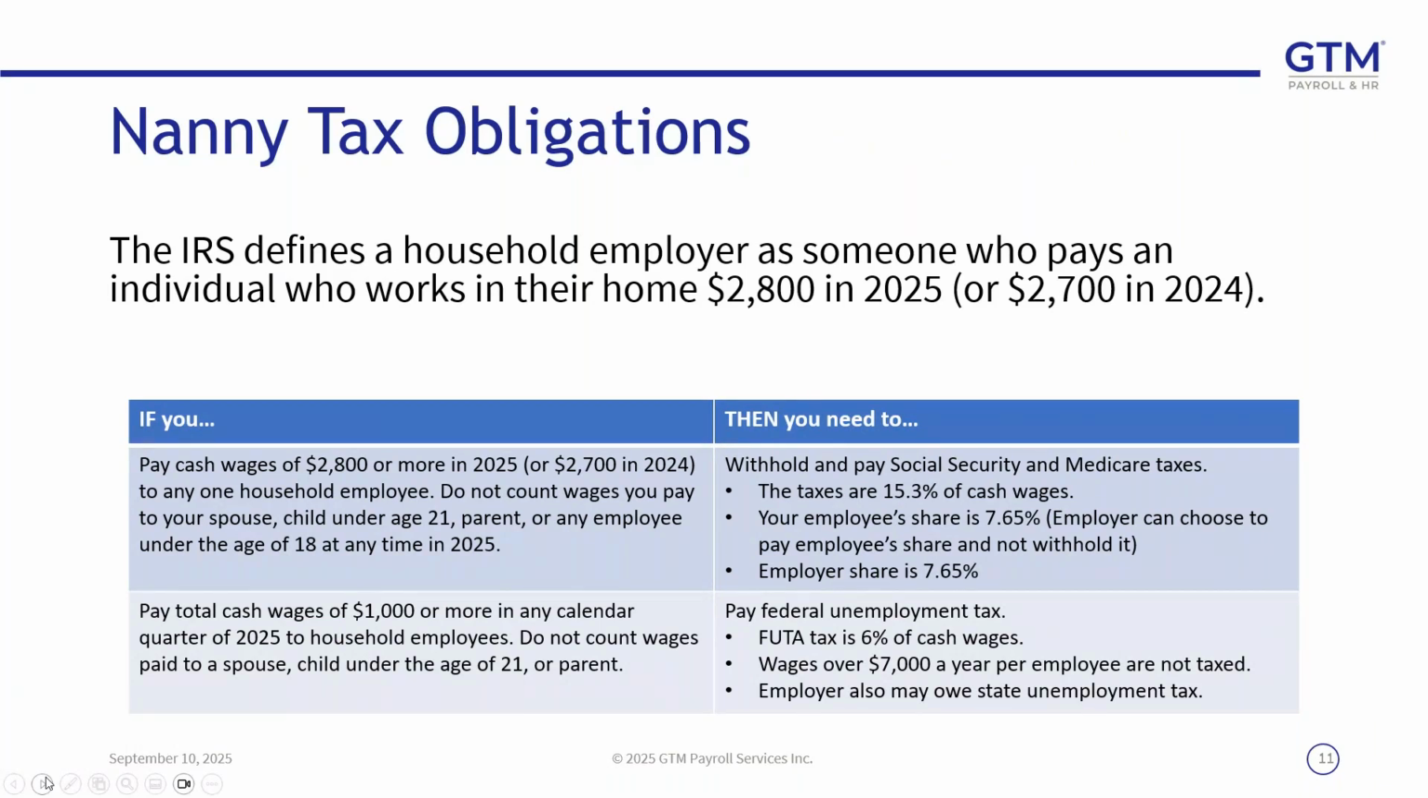For unemployment taxes, if cash wages to an employee are $1,000 or more in any calendar quarter, then the employer pays federal unemployment tax. That's 6% of cash wages on the first $7,000 of cash wages. An employer may also owe state unemployment taxes. They may be able to take a credit against their federal unemployment tax if they pay state unemployment. It could be as much as 5.4%, which will really reduce the amount owed for federal unemployment. For unemployment taxes, the exclusions are spouses, children under the age of 21, or parents.